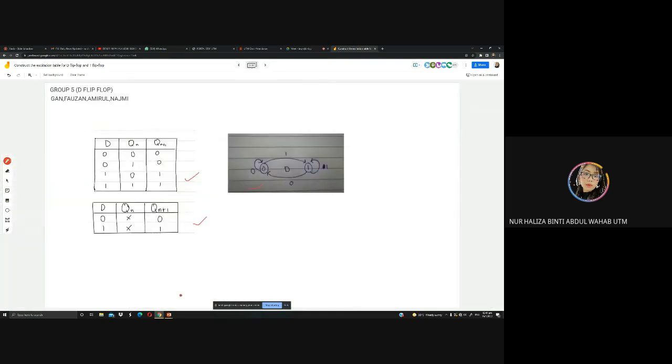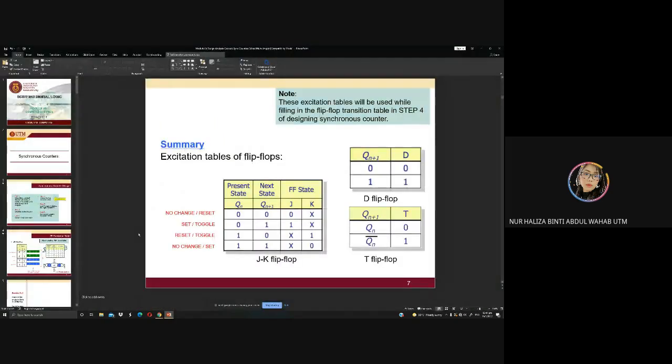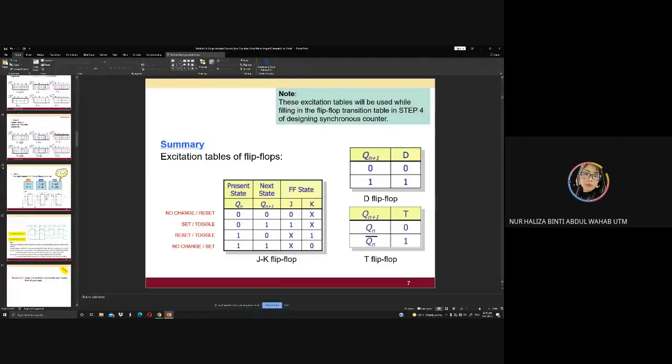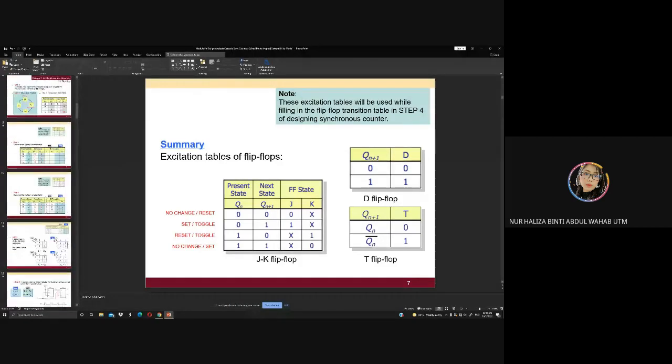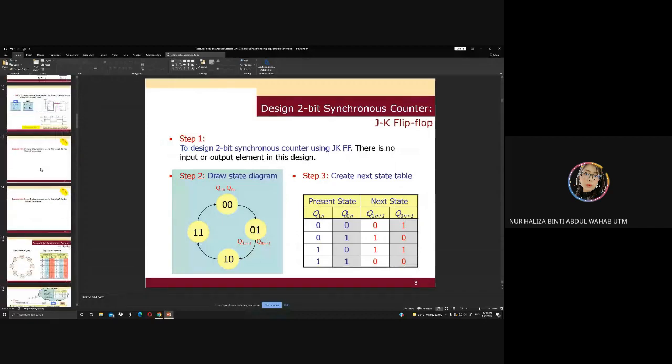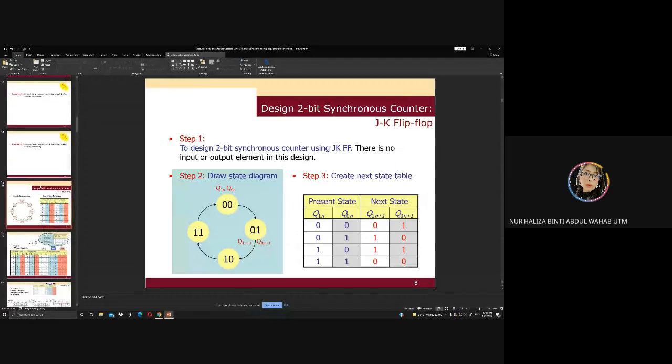So I hope that you already understand the basic things. Let's move to another example so that we can move forward to the next example here.